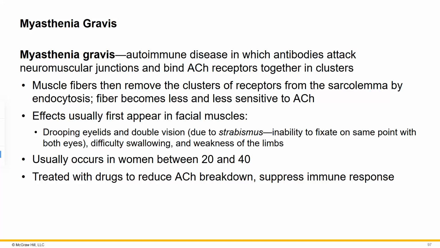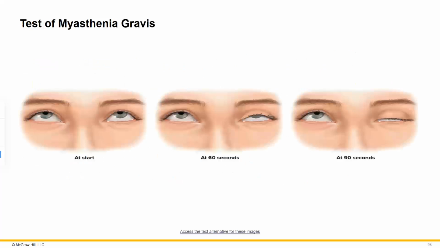Effects usually first appear in facial muscles: drooping eyelids, double vision, difficulty swallowing, and weakness of the limbs. It usually occurs in women between 20 and 40 years of age. It is treated with drugs to reduce acetylcholine breakdown or suppress the immune response. And this shows the patient at the start, at 60 seconds, and at 90 seconds.